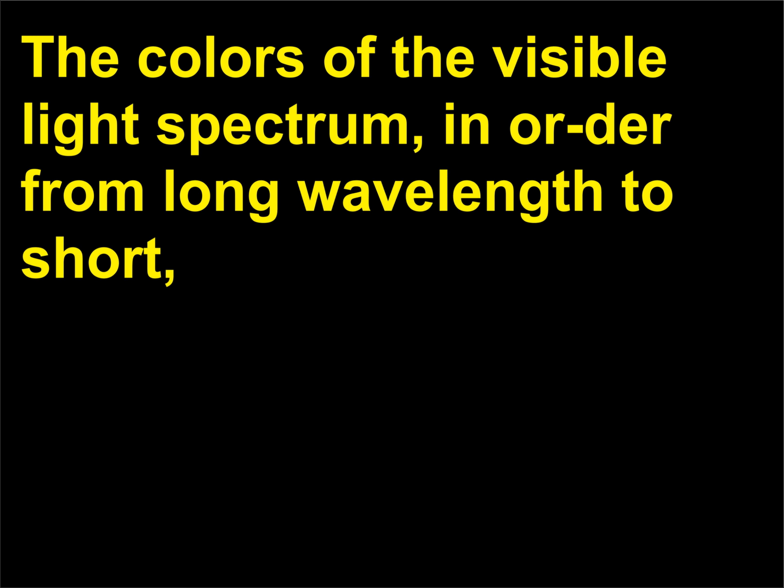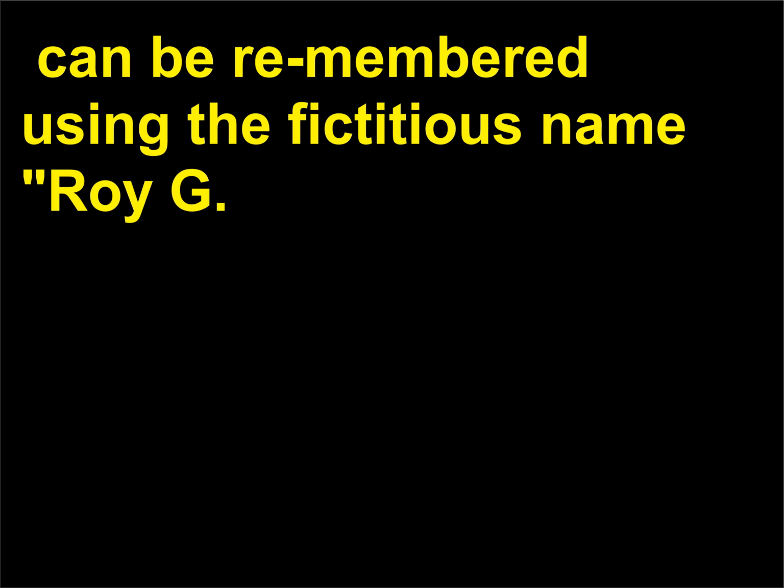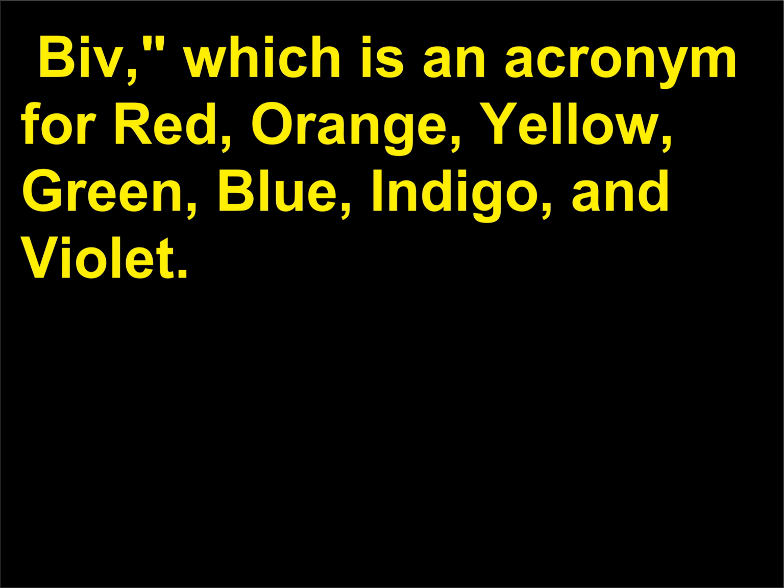Who is Roy G. BIV? The colors of the visible light spectrum, in order from long wavelength to short, can be remembered using the fictitious name Roy G. BIV, which is an acronym for red, orange, yellow, green, blue, indigo, and violet.